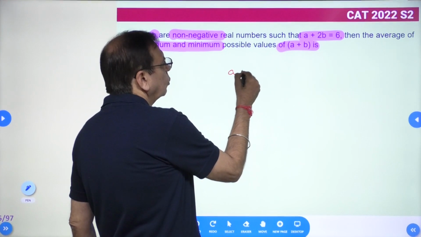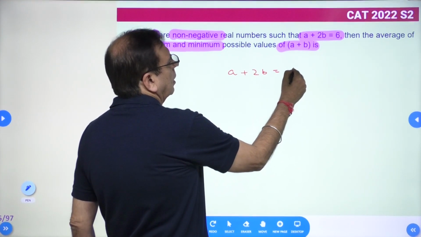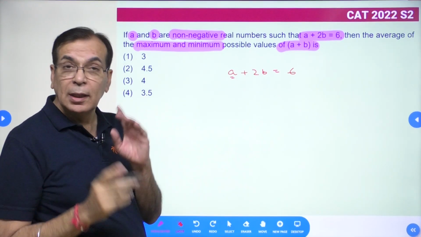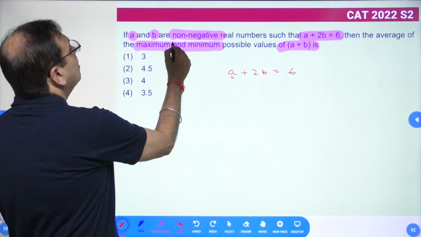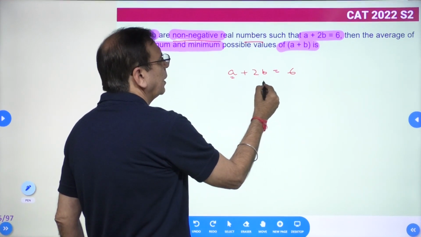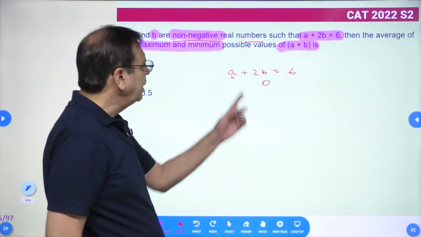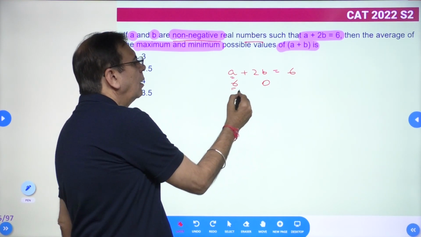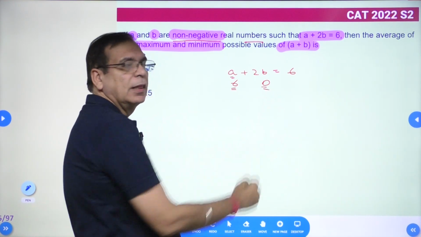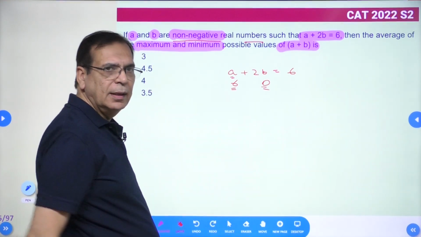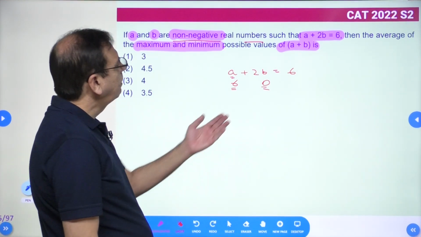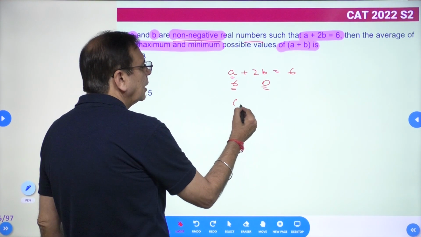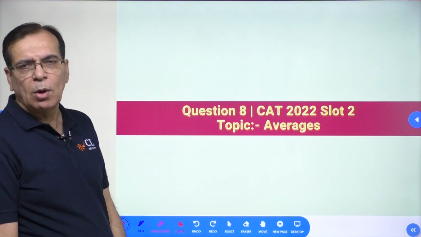A plus 2B is equal to 6. If A has to be maximum, should B not be minimum? What is the minimum possible value of B? A and B are non-negative real numbers, so the minimum value of B will be 0. If B is 0, that means A will be equal to 6. This is the maximum value of A and minimum value of B. Okay, let's look at the opposite. Let's see the maximum value of B. For maximum value of B, the minimum value of A has to be taken, which obviously is 0.